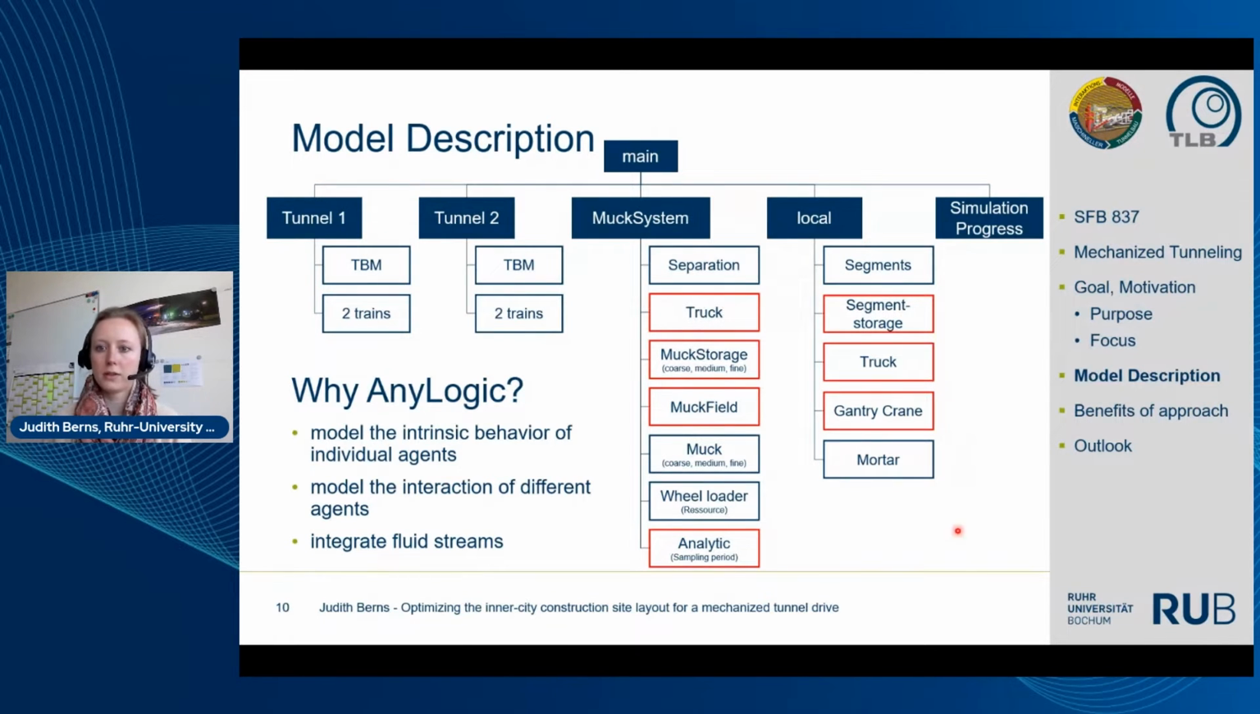So in order to model this structure, software is needed that allows multi-model creation. It must be possible to implement both the intrinsic behavior of each agent and an interaction between the individual agents. Also, in mechanized tunneling, it is necessary to integrate fluid flows. In addition, I personally like the simple 2D and 3D model representations in AnyLogic. This greatly simplifies the verification and validation of the models.